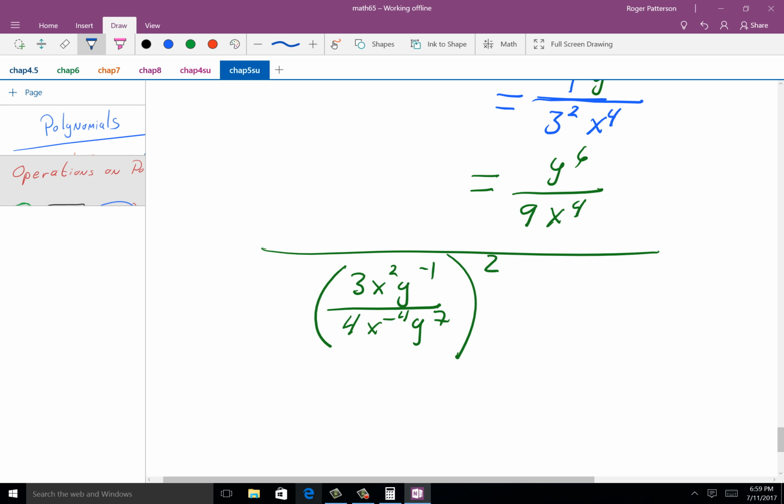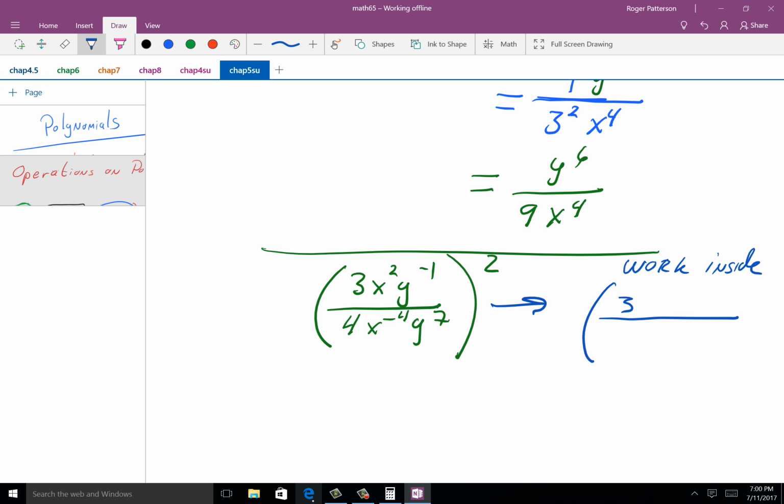So let's go this way, and I'm just going to work inside first. Okay, so I'm even going to ignore that. So I have a 3 on the top. I have an x to the 2nd and an x to the -4. What's going to happen to that x to the -4? Where's that going to go? I'm going to go to the top. How many do we already have on the top? 2, so that's going to give me x to the 6th. Good.